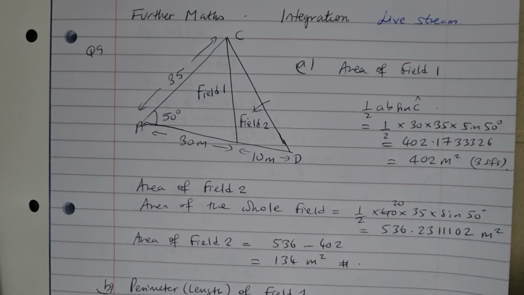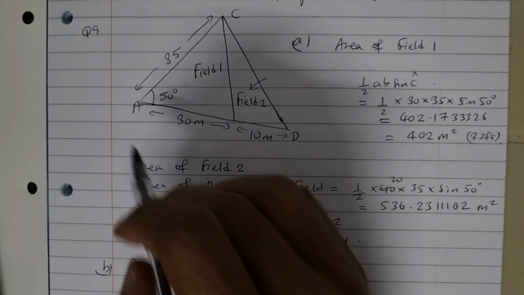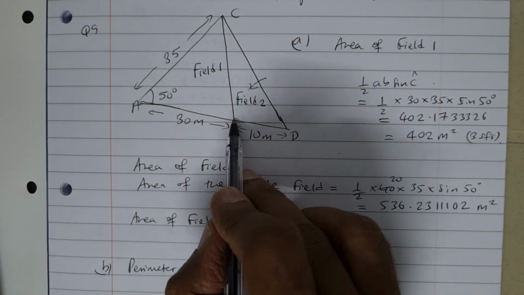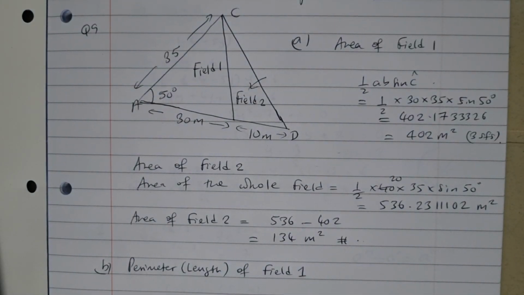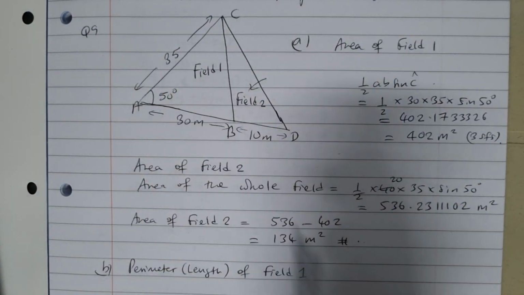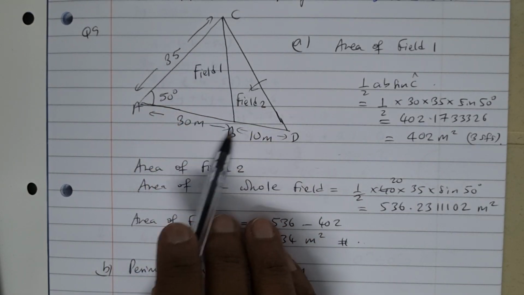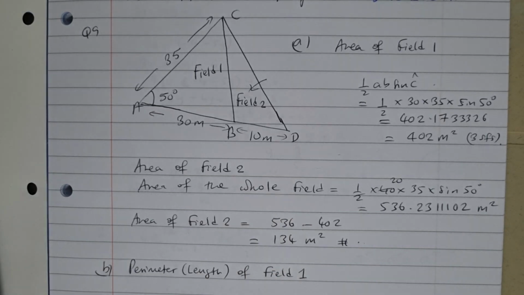The perimeter is basically the sum of all the sides. So field 1 has side AC, and then you have this part here, which from the question is B, C. So we have A, B, C. We have 30, we have 35, but we just need that one. So how are we going to find BC? We can use the cosine rule to find BC.